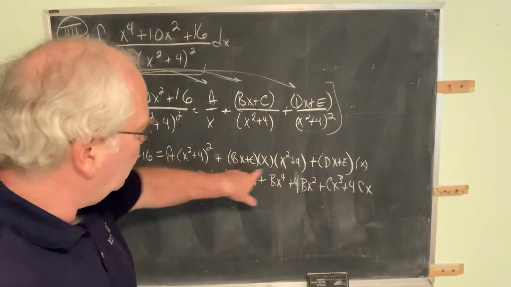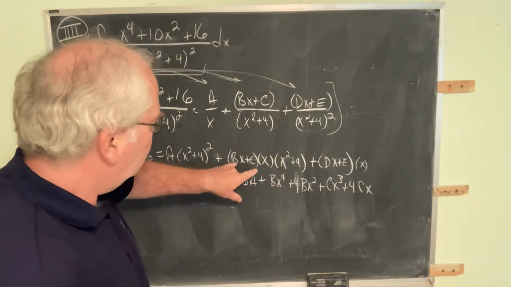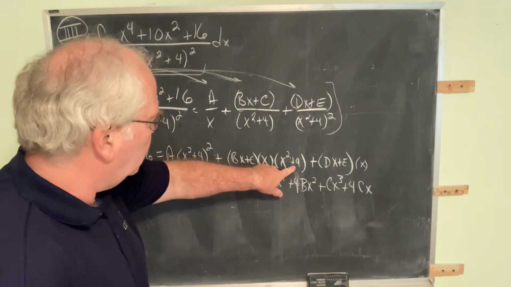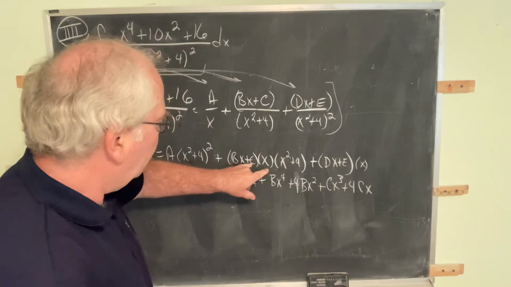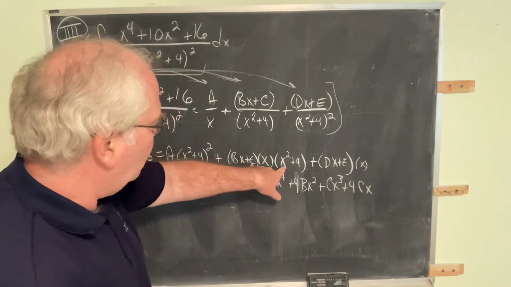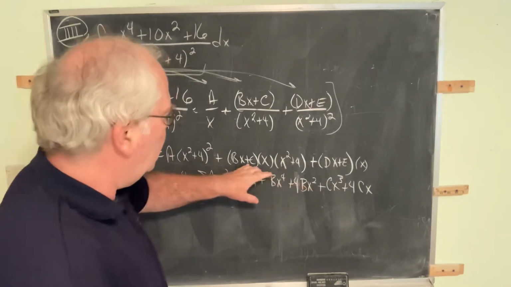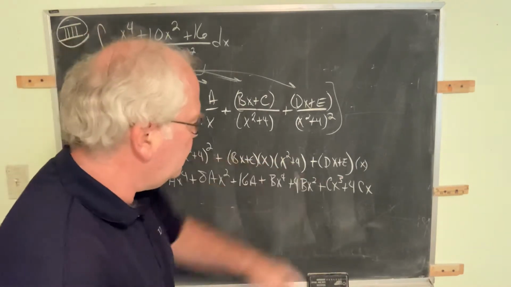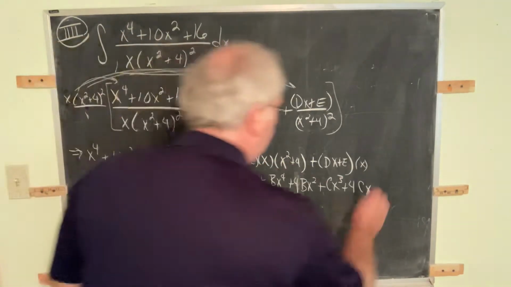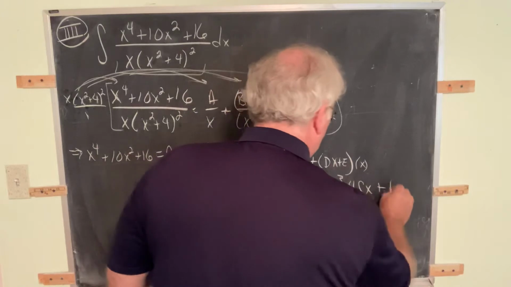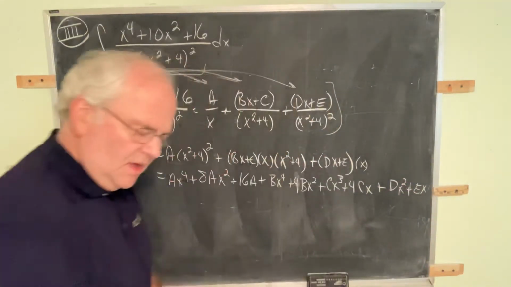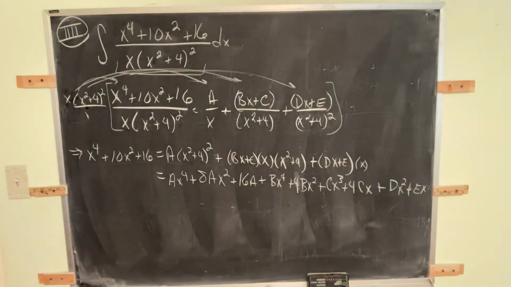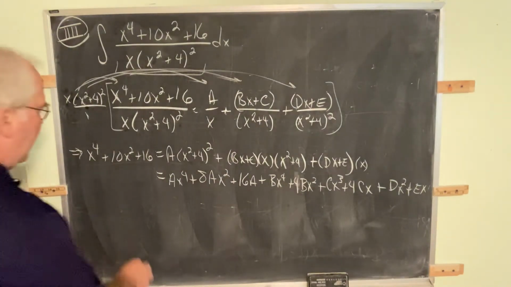This is Bx to the 4th power, there's that. This is Bx times 4 is 4Bx to the 2nd, that's that. Then we have C times x squared times x is Cx to the 3rd. C times 4 times x is 4Cx. And then this distributes in straightforwardly. This is Dx squared plus Ex. So that's the big mess, getting all those polynomials multiplied out.